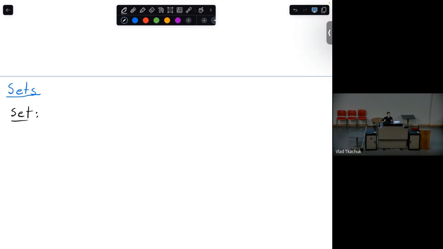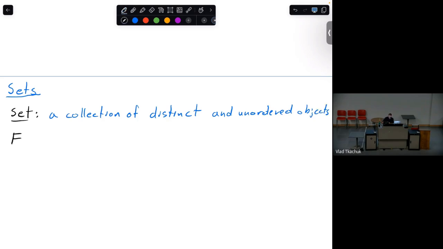So the first object is going to be a set, and all that a set is just going to be a collection of, and this is the important part, distinct and unordered objects. Cool. So some examples of sets.